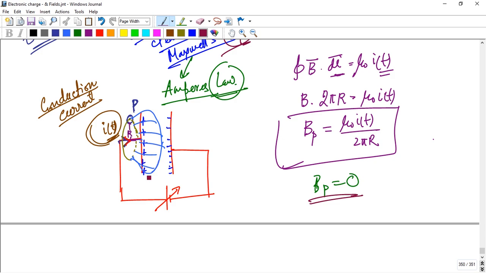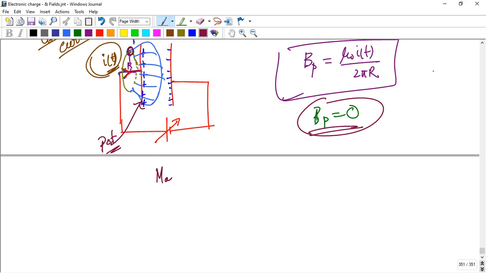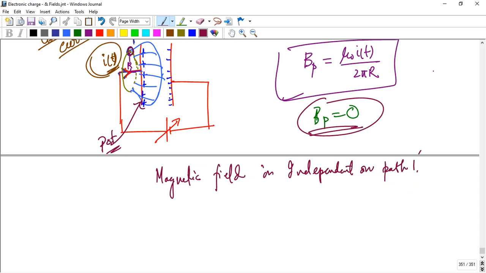So here we choose a pot surface, and the magnetic field is 0. So there is a mismatch here. Ampere's law states that the magnetic field calculated at this point does not depend on any arbitrary surface or arbitrary loop; it is independent of the surface. But here you see that when you change the surface, the magnetic field changes. So the inconsistency is that the magnetic field should be independent of path or surface.